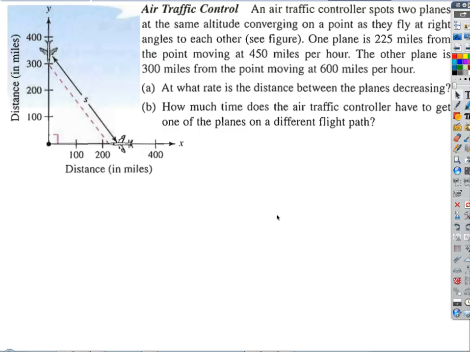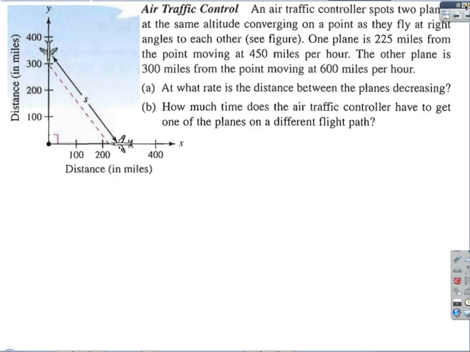Okay, there we are. So what do we got here? One plane is 225 miles from the point, there's the point, where the air traffic controller is. They're converging on a point. 225 miles from the point moving at 450 miles per hour towards it. The other one is 300 miles away from the point, moving at 600 miles per hour. At what rate is the distance between the planes decreasing?